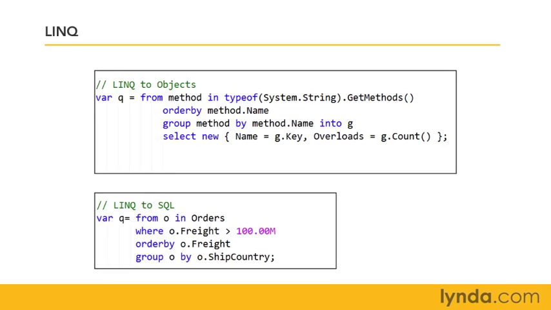On the top query, we are using LINQ to Objects. The var q represents the potential query that we're going to run at some future point. As you can see from that first line, we're querying the string class, calling its Get methods. Then we're using familiar words like order by and group to further query the data. If you look at the bottom query, which is a LINQ to SQL query, you notice the similarity between LINQ to SQL and LINQ to Objects.